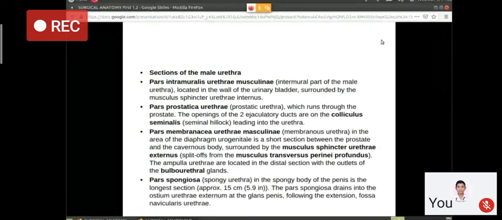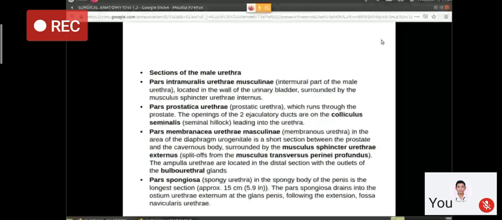Then another part is the pars membranacea urethrae masculinae, that is the membranous part of the urethra. In the area of the urogenital diaphragm, it is a short section between the prostate and the corpus spongiosum, surrounded by the musculus sphincter urethrae, split off from the musculus transversus perinei profundus. The ampulla urethrae is located in the distal section, with the outlet of the bulbourethral glands.